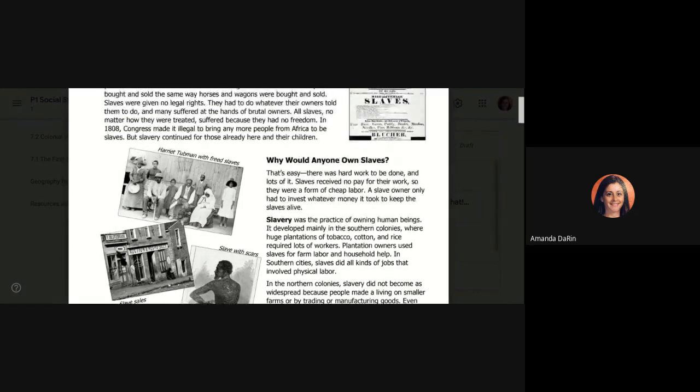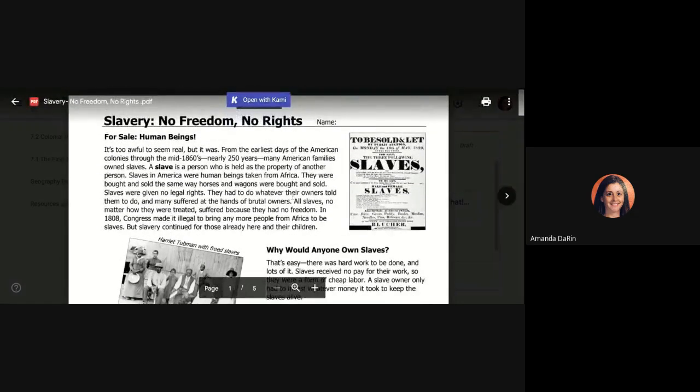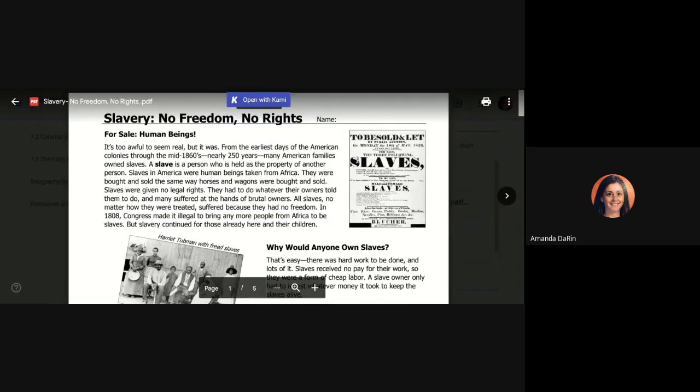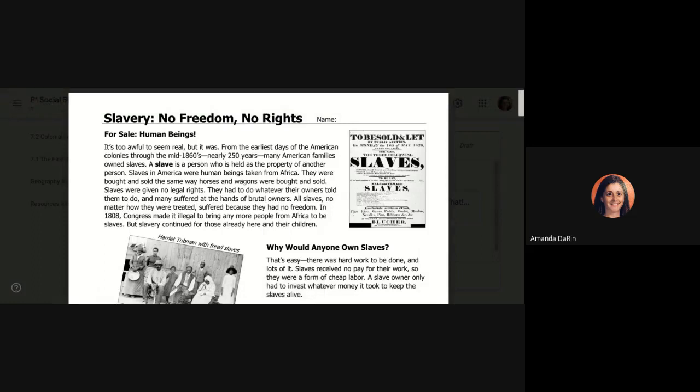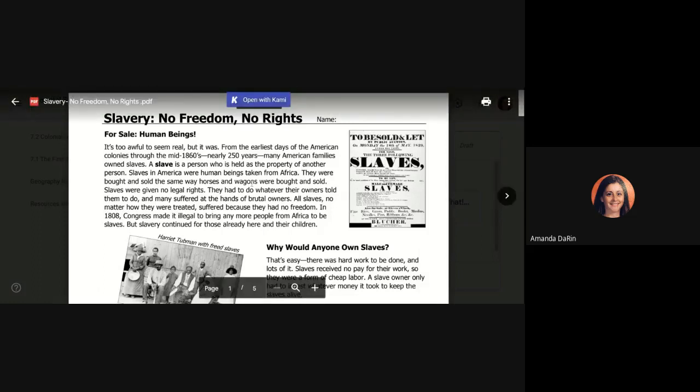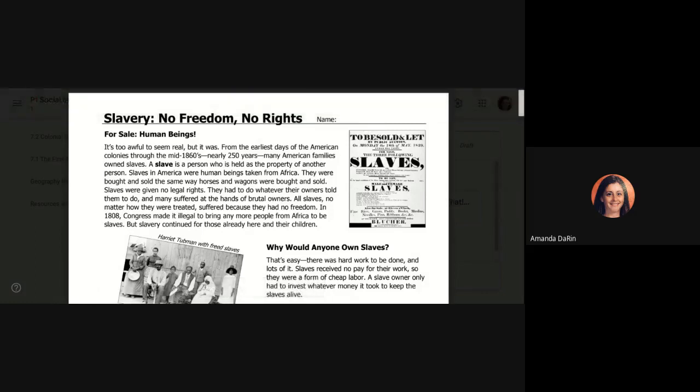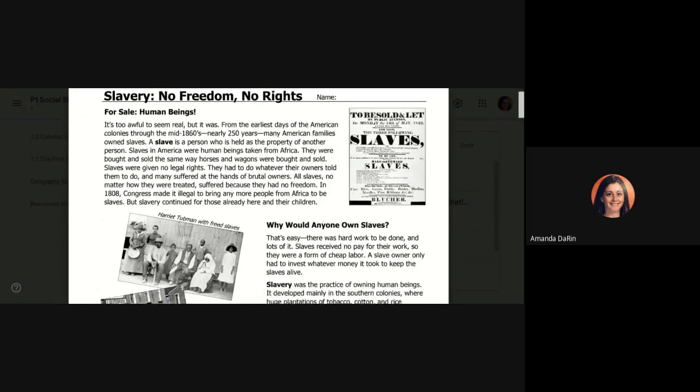So just take a minute to look at some of the text features on this particular page. Here you see a poster flyer that you would find circulating, especially in the South, of something that might be posted on the side of a building, or flyers you might get walking on the streets, but it says to be sold and let. So where you could purchase slaves.